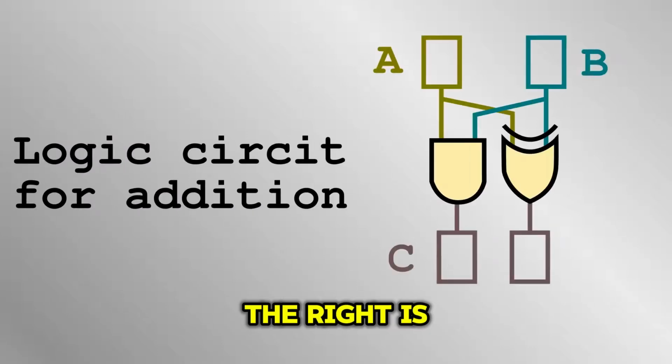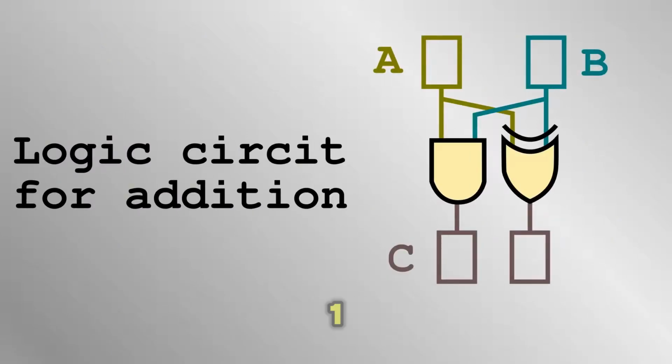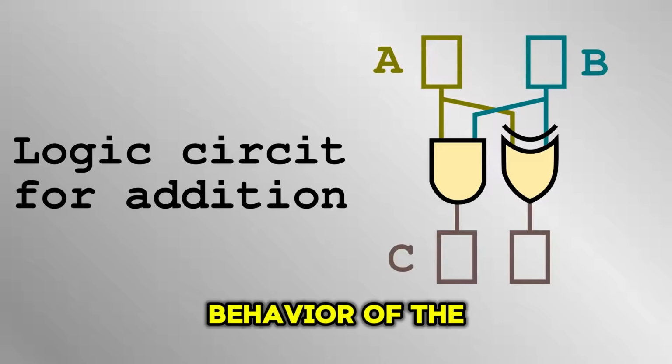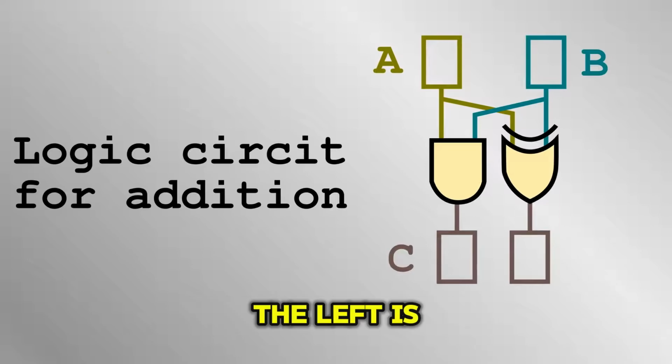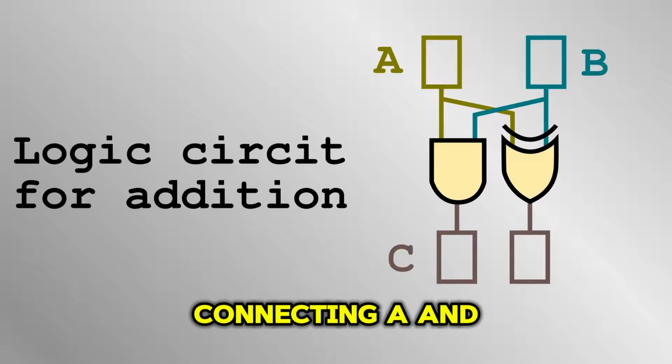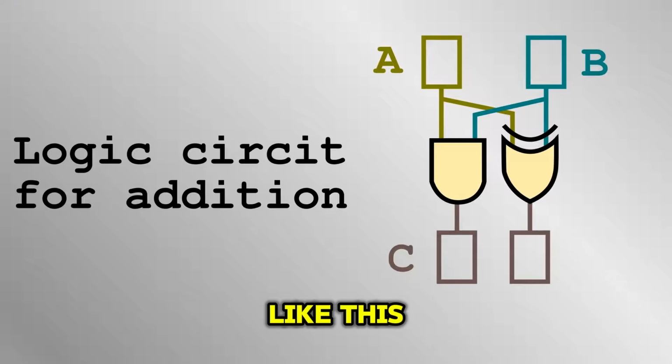The bit on the right is 1 when A or B is 1, but not both. This is the behavior of the XOR gate, if you recall Charlie from the last section. The bit on the left is 1 only if A and B are 1, ergo the AND gate. Therefore C is obtained by connecting A and B to gates like this.